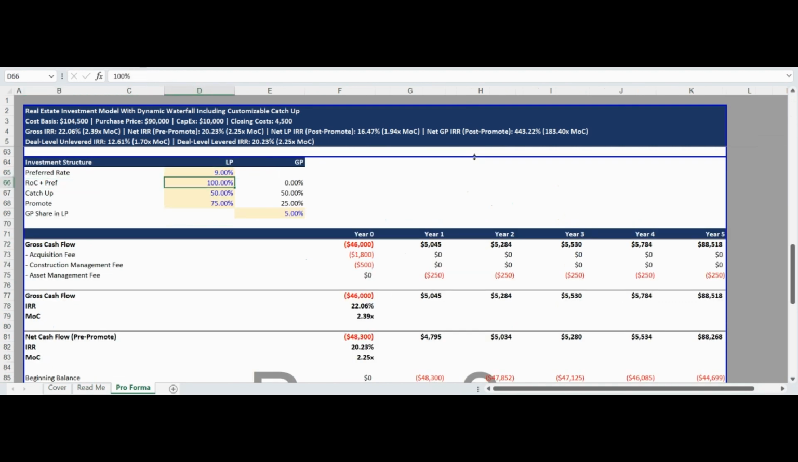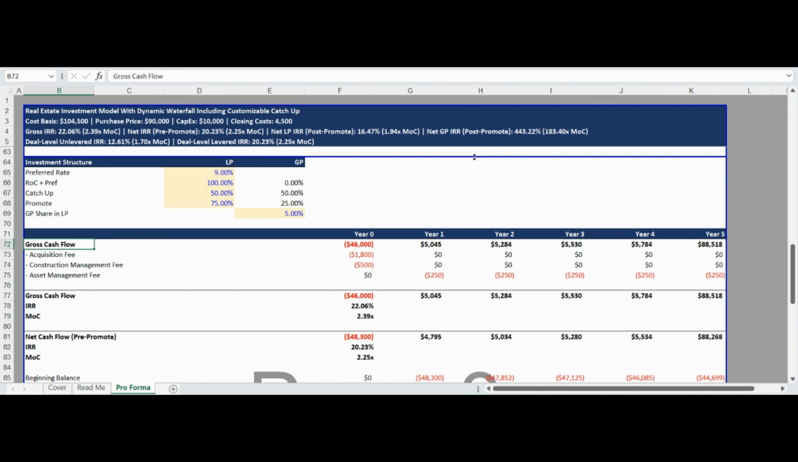The investment structure characteristics are input next, including the preferred rate of return, pro rata return of capital and preferred return, pro rata catch-up, and the promote pro rata share. There is also an input for the general partner investment share in the limited partner.